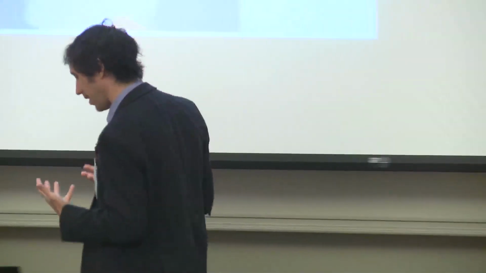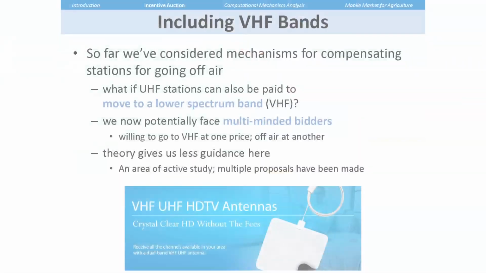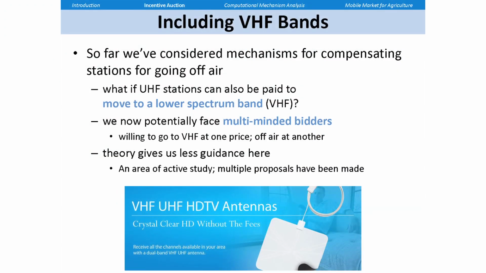The problem is doing a design on this kind of space involves multi-minded bidders. It involves bidders who have values for now multiple things rather than just going off air. And that makes the auction design much more complex because, as all of us know here, auction design for multi-minded bidders is much more difficult to think about than for single-minded bidders, except in this kind of glorious point case of VCG.